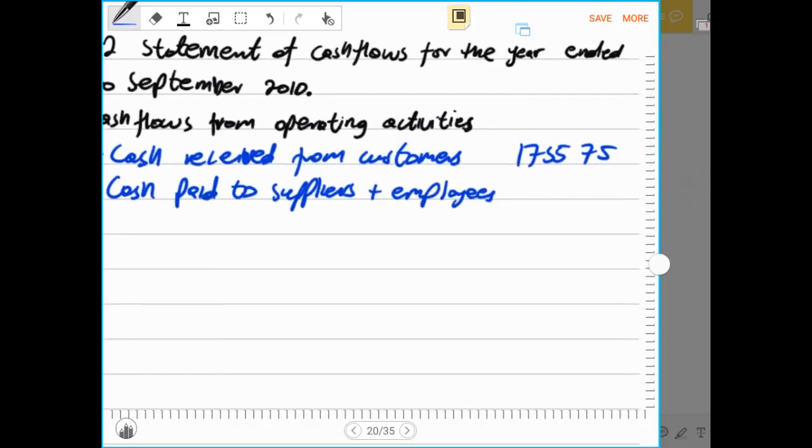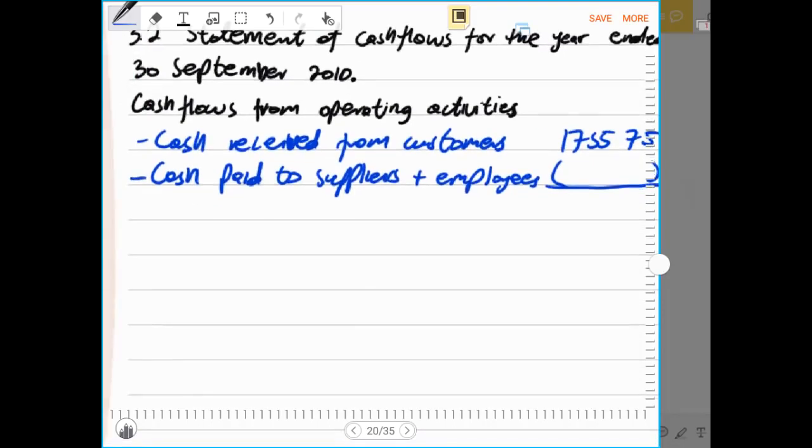And this one you don't calculate, it will be just the difference between the cash generated from operations and the cash received from customers. Then the third line item will be cash generated from operations. This one comes from the reconciliation note.